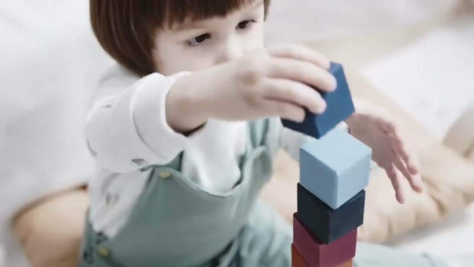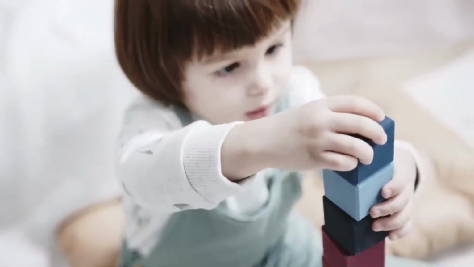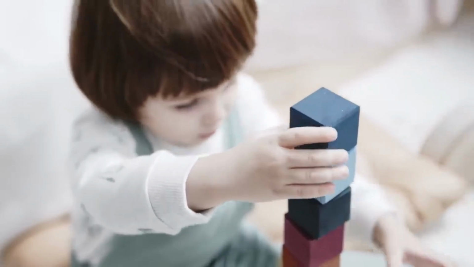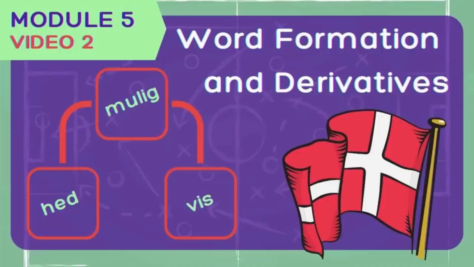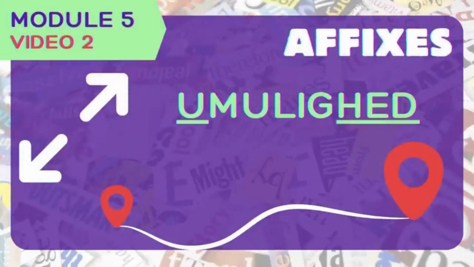Words are like building blocks in a language. How we put them together creates a canvas of expression. In Danish, this art is particularly vibrant through word formation. Let's kick it off with prefixes and suffixes.